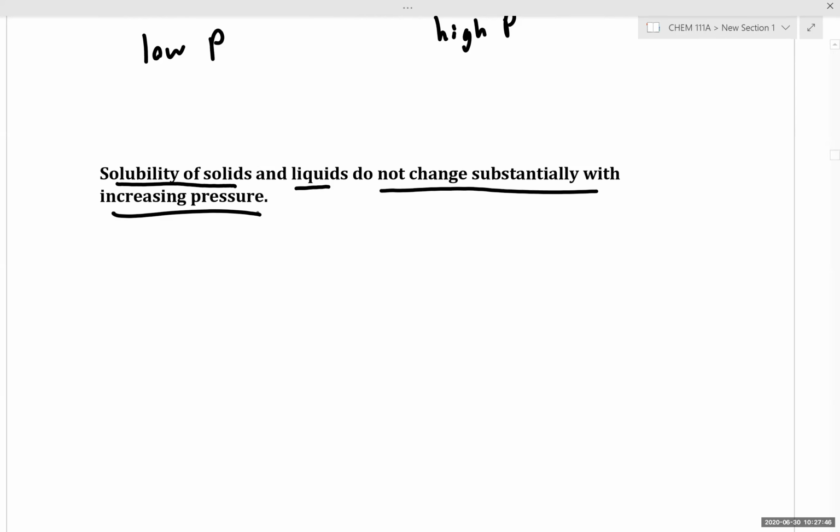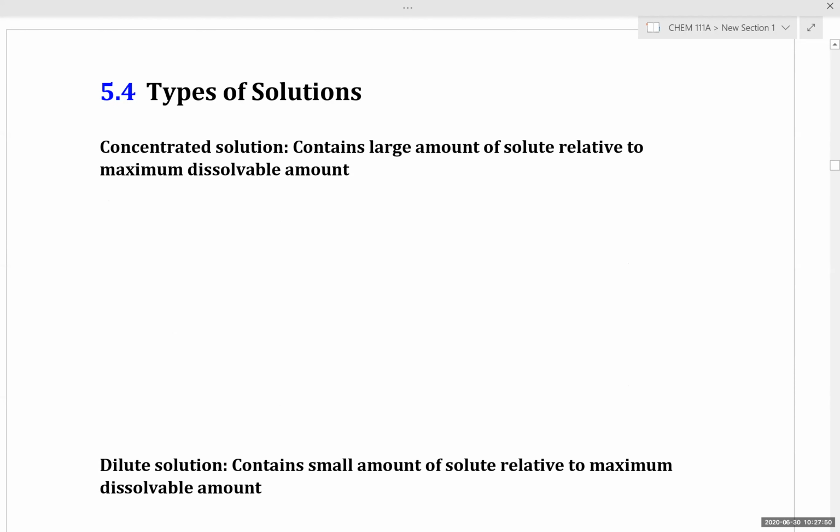Okay, so that was our overview of factors that affect solubility. Let's now drill down a little bit into this idea of different types of solutions. What types of solutions can we have? How do we describe solutions? What are their properties? So a concentrated solution contains a large amount of solute relative to the maximum dissolvable amount.